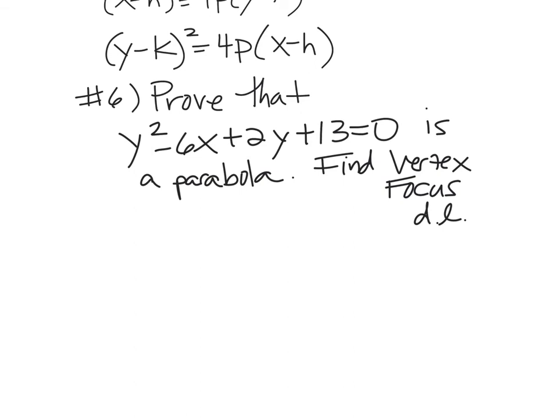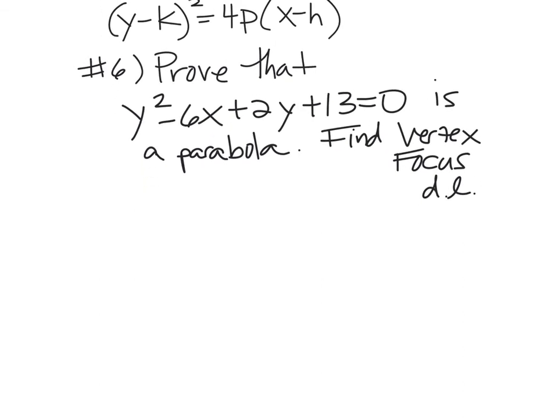Okay, are you ready? Here we go. Well, you can tell this is a parabola. Most of you can, because only one of the y or x is being squared. We learned that last year. We're going to talk about that later on in the chapter when we learn the other conic sections. All right, so what we're going to do is take this and complete the square, because we need it to be in standard form.